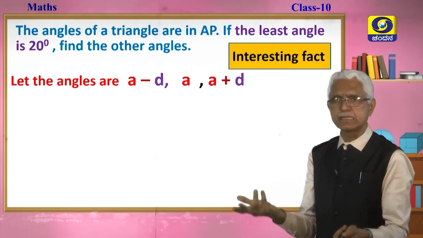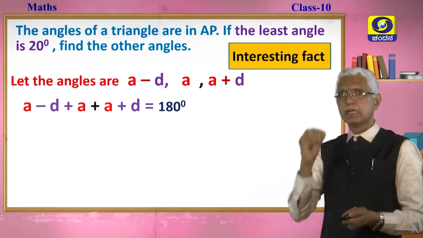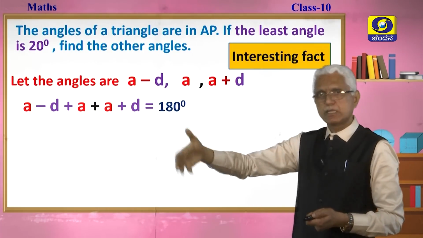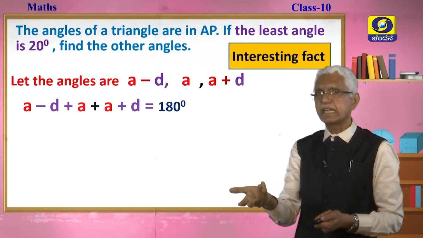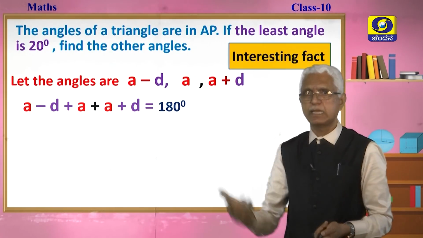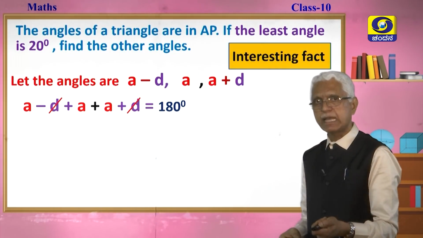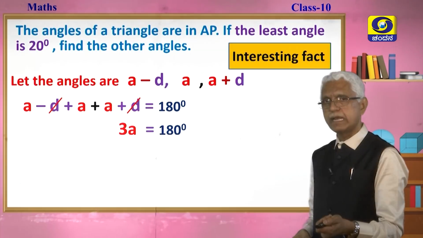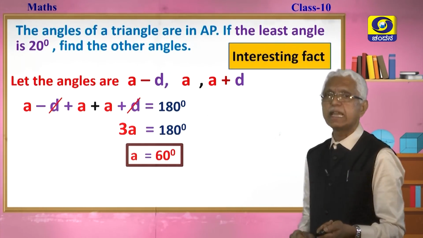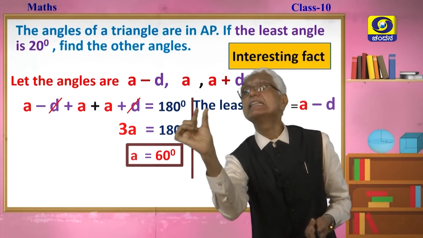Okay, sum of 3 angles is given to be 180. Everybody knows. So, a minus d is the first angle, a is the second angle, a plus d is the third angle, a minus d plus a plus a plus d is equal to 180. Who is getting cancelled? Minus d and plus d is getting cancelled. Let them get cancelled. The a plus a plus a is 3a. 3a is equal to 180. Correct? Minus d plus d gets cancelled. 3a is equal to 180. a is equal to 180 divided by 3. a is equal to 60. That's good. So, you got that angle a, 60.